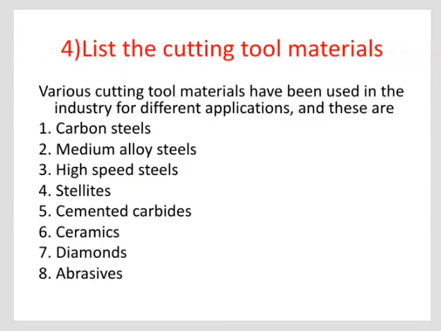Next question is: list the cutting tool materials. Here, various cutting tool materials have been used in the industry for different applications, and these are carbon steels, medium alloy steels, high speed steels, stellites, cemented carbides, ceramics, diamonds, and abrasives. These are the cutting tool materials used in industry.